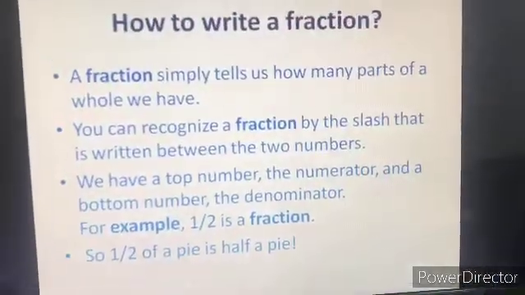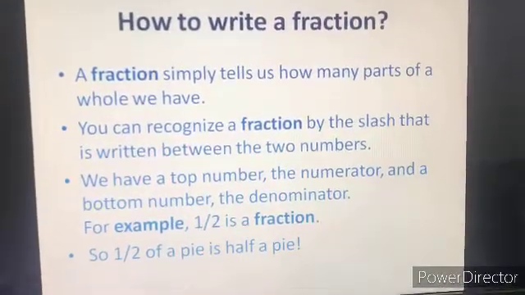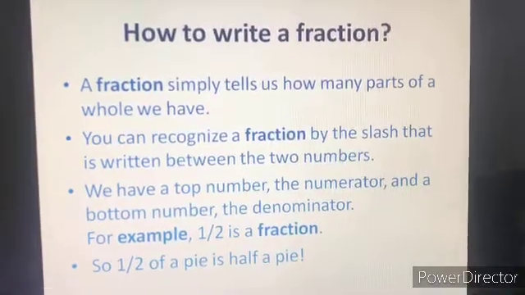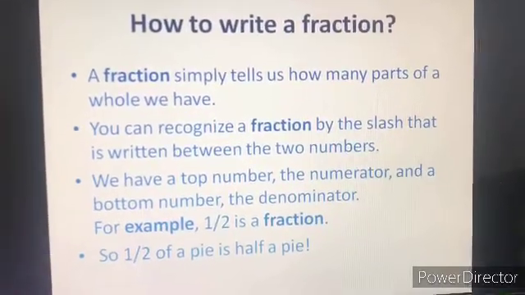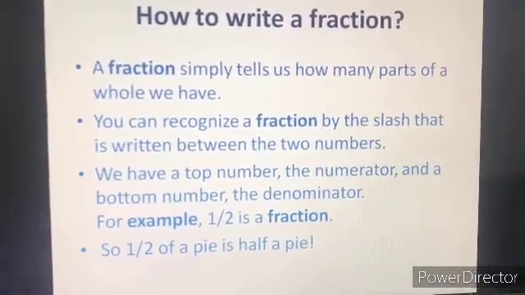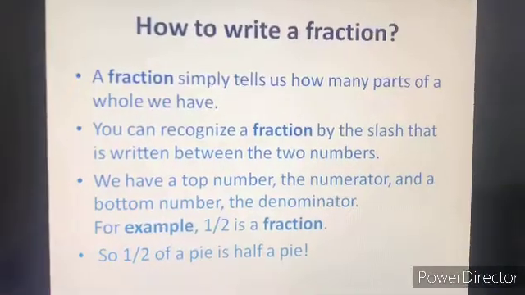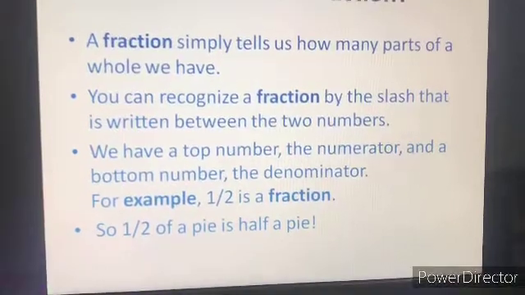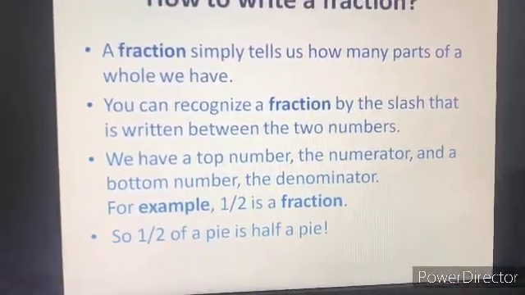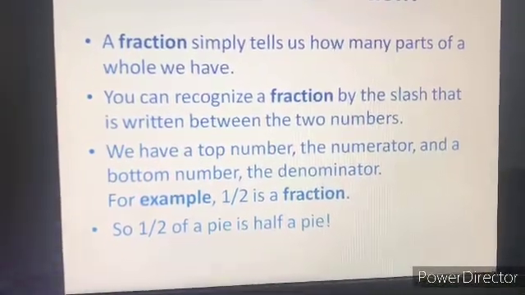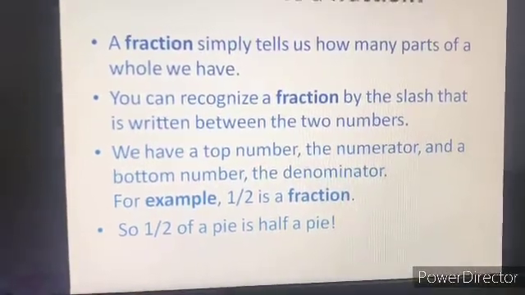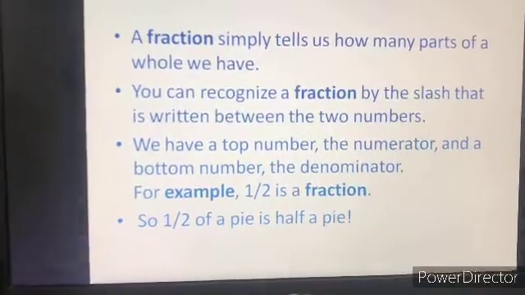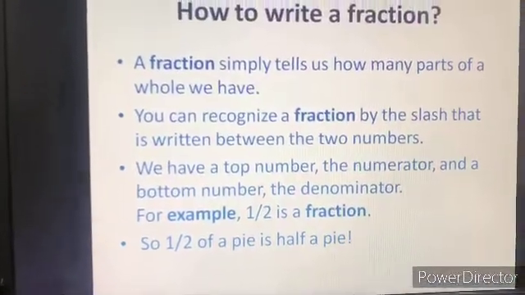So as I showed you earlier also, this is how you can write a fraction. A fraction simply tells us how many parts of a whole we have. You can recognize a fraction by the slash that is written between the two numbers. We have a top number, the numerator, and a bottom number, the denominator. For example, half is a fraction. 1/2 of a pie is half a pie.